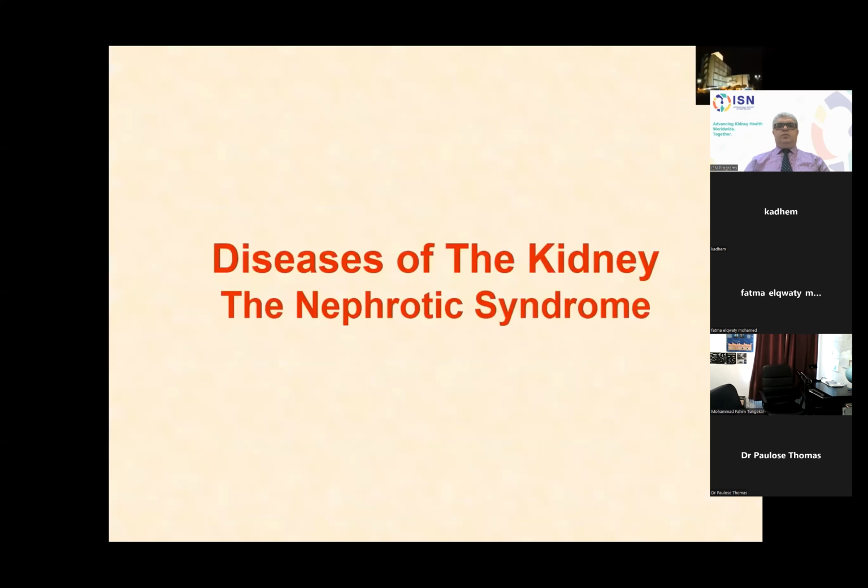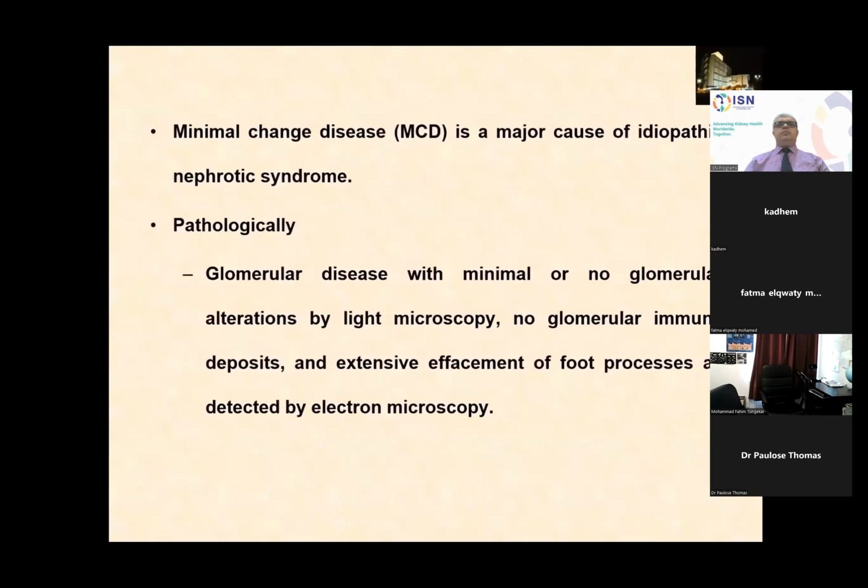The nephrotic syndrome, minimal change disease. Minimal change disease is a major cause of idiopathic nephrotic syndrome, and pathologically is a glomerular disease with minimal or no glomerular alteration by light microscopy, with no glomerular immune deposits. The only abnormality experienced in this disease is the extensive podocyte foot process effacement at the electron microscope.